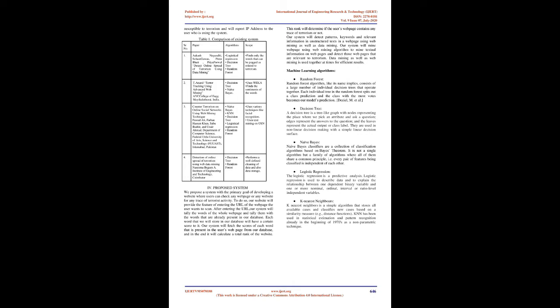4. Et al. classified the web pages into various categories and sorted them appropriately. There are two features used in this system, that are data mining and web mining. 5. Et al. implemented data mining as well as web mining, which are used together at times for efficient system development. The system will track web pages that are more susceptible to terrorism and will report the IP address to the user who is using the system.